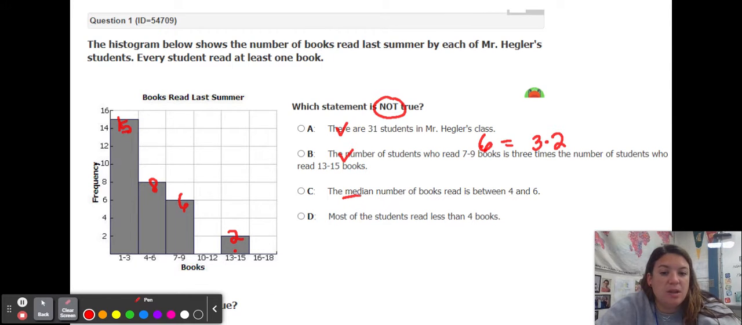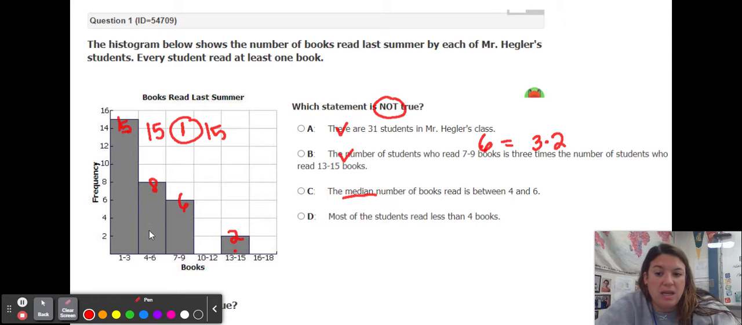The median is the number in the middle when you order them least to greatest, but we don't know the data. We do know that there's 15 students who read between 1 and 3, and there's 8 plus 6 is 14, and 14 plus 2 is 16. I know that there's 16 students who read more than 4 books, right? So if I have 15 numbers here, and I have 15 numbers on this side, I'm going to have one number in the middle. That one number is the median.